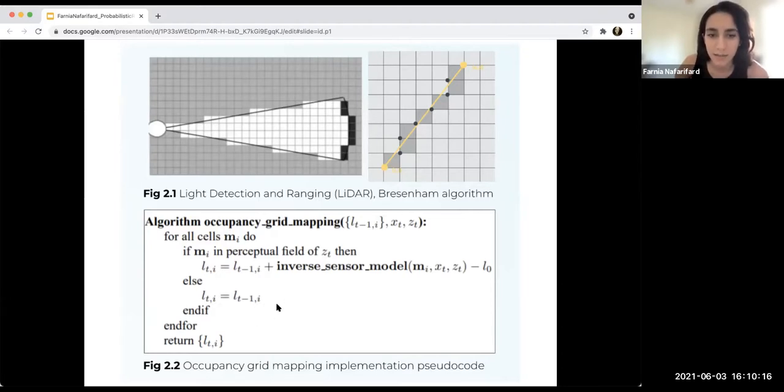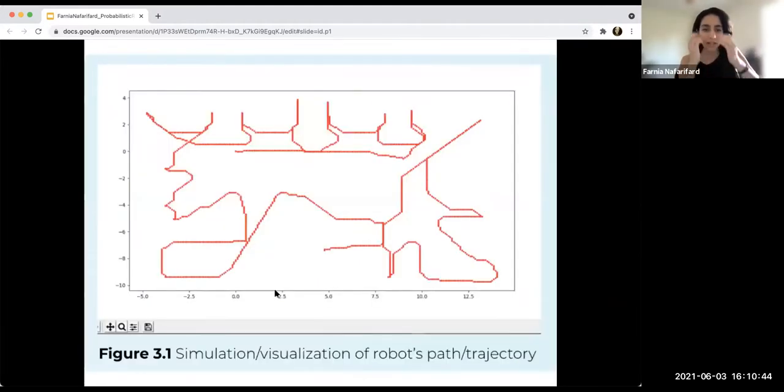And here's a pseudocode of the mapping algorithm. As you see, the robot will go through every cell in the map. We define the map early before having it go through this iteration. And we initialize all the cells to 0.5 because we don't know if it's occupied or free. And then through the algorithm, it's going to update the probabilistic value the cell holds based on the sensor measurements and the Bresenham algorithm.